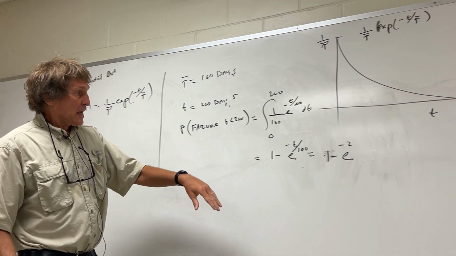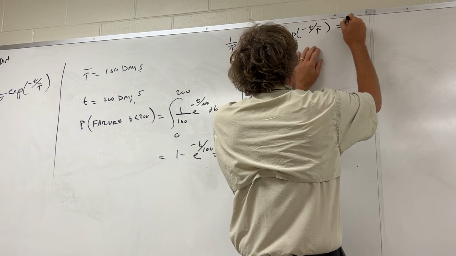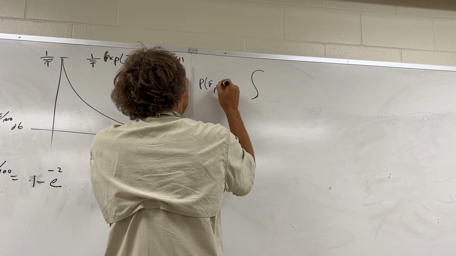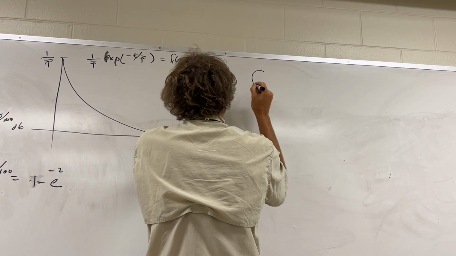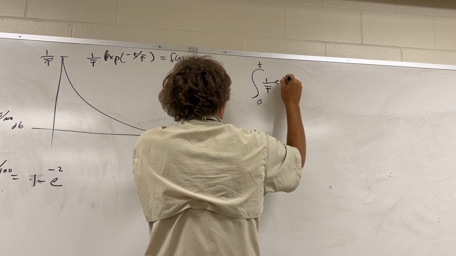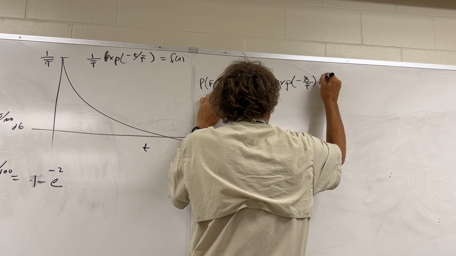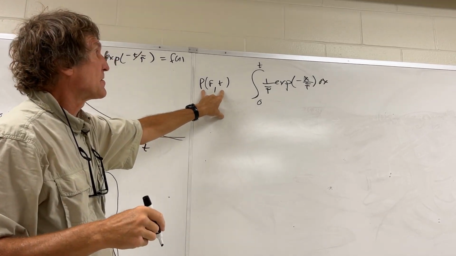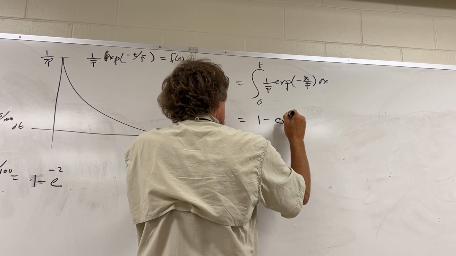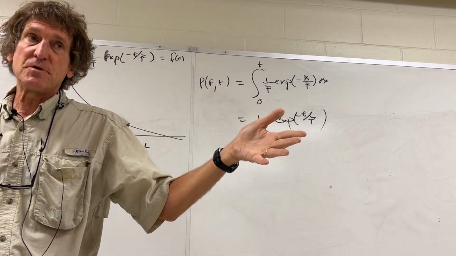By the way, in general, when you integrate this function, if this is my f of t, and you take a look at the probability of a failure within t anytime from 0 to t, you integrate 1 over the mean time to failure times exp to the minus x over tau dx. I've got to use a different variable, so I use x. This is the probability of a failure between 0 and t. If you integrate this, what you get is 1 minus exp of minus t over tau bar. That's the probability for an exponential distribution that fails between 0 and t.